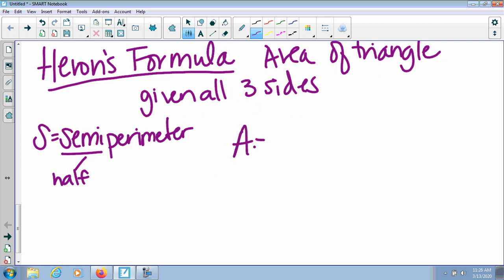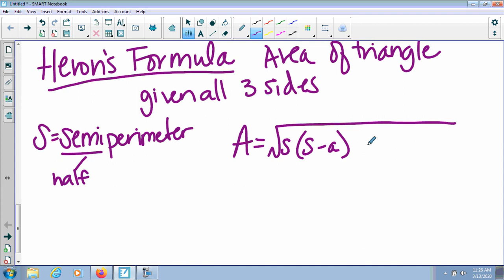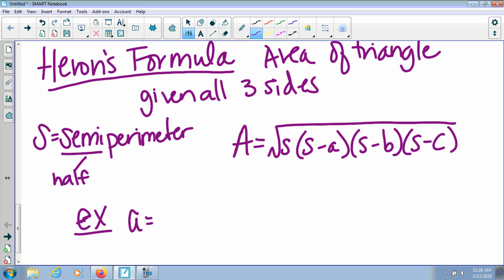The area is the square root of S times S minus A times S minus B times S minus C, where A, B, and C are the sides of the triangle, and S is half of the perimeter. So we'll do a quick example. We'll see how easy this is. These are really fun to do. They're nice for the ACT if you actually remember the formula. That's the problem. People don't always remember it when it comes time.